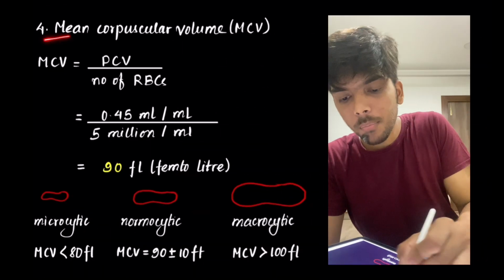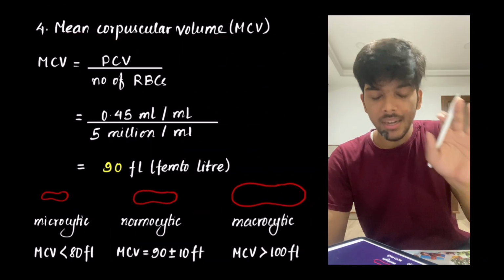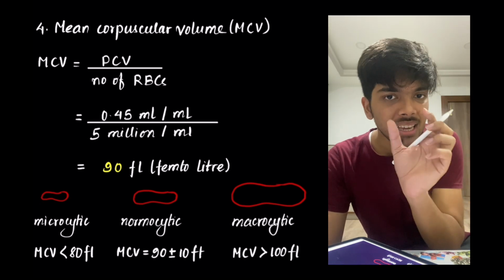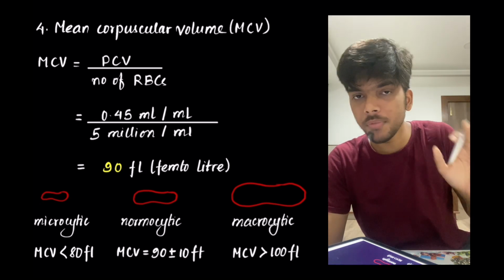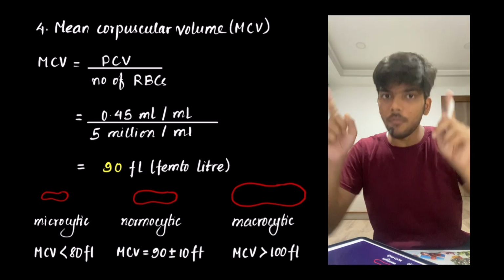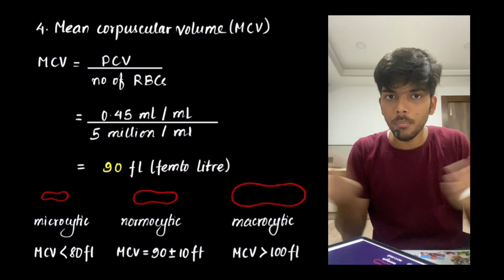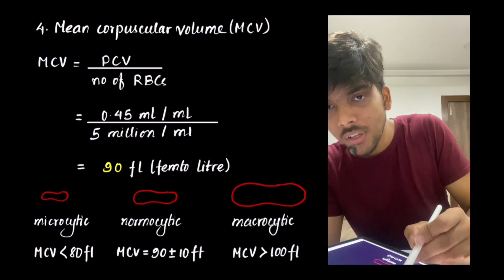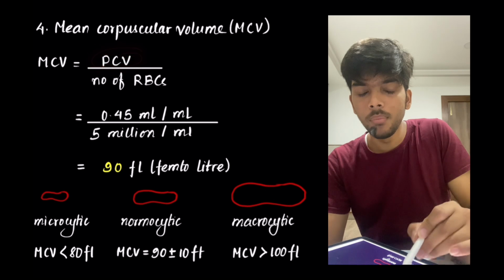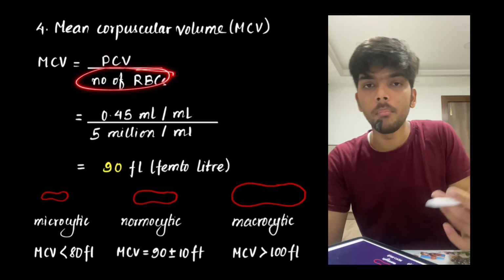First, mean corpuscular volume. Simple. It is the mean volume of a single RBC. How will you find the mean volume of a single RBC? Take the total volume divided by the total number of RBC. Done. So you have the total volume, which is packed cell volume, divided by the total number of RBC, which is red cell count.